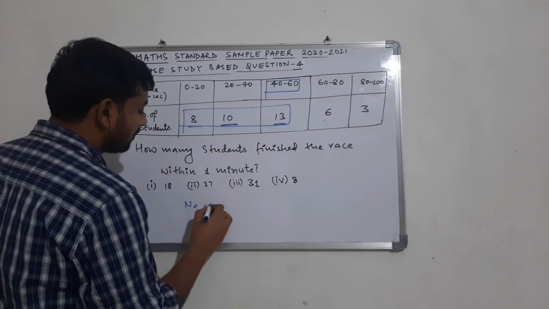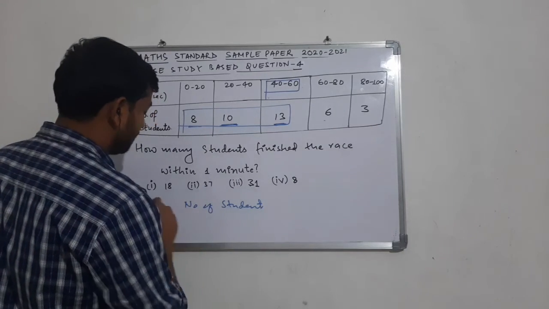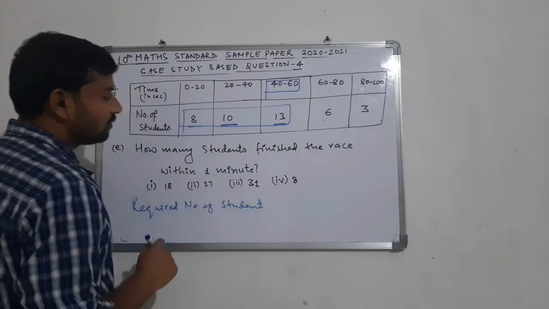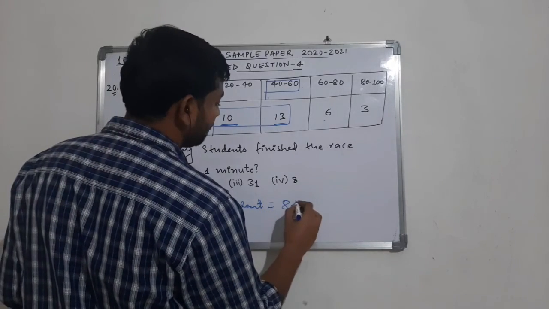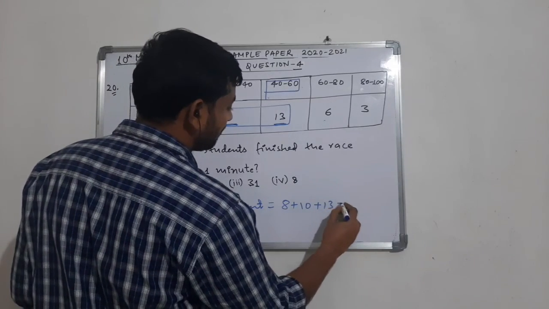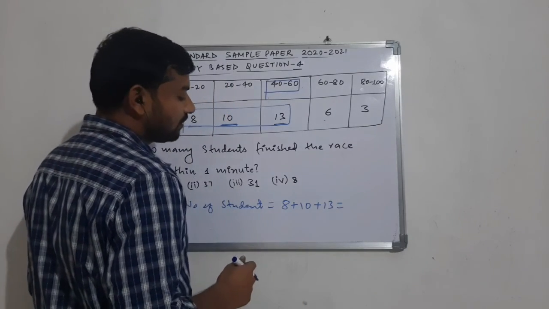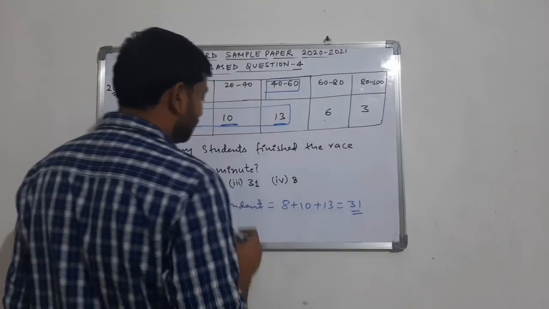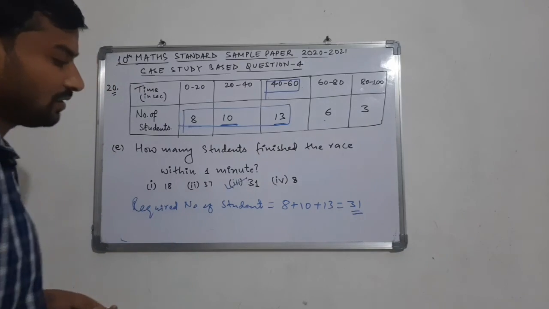So the required number of students who finish the race before 1 minute are 8 plus 10 plus 13, which we can also observe from the cumulative frequency table, and this is coming out here as 31. So the correct answer in this is 31, that is the third option here.